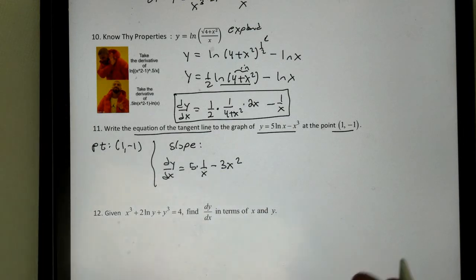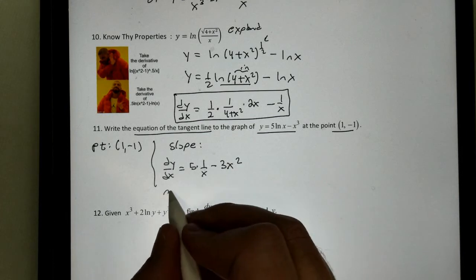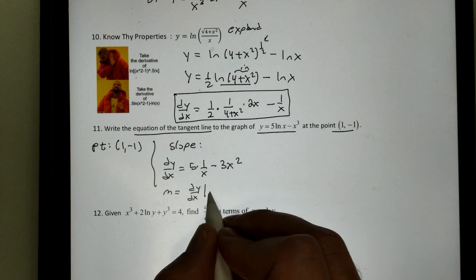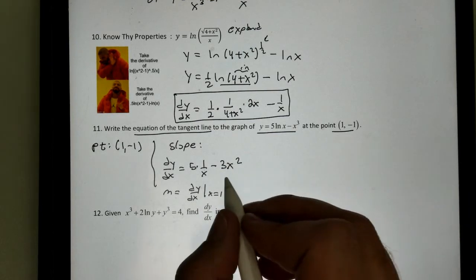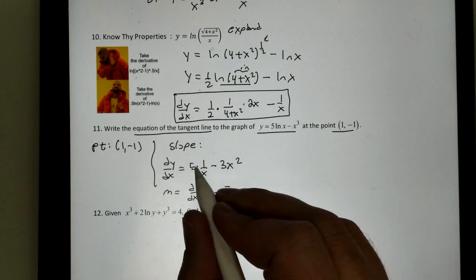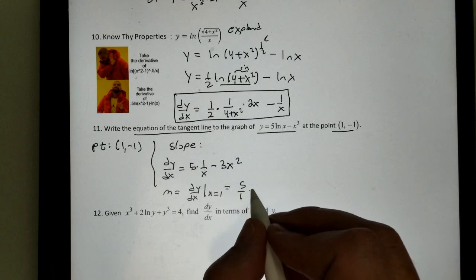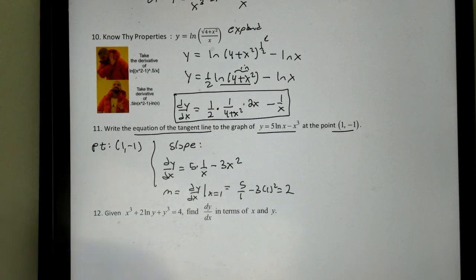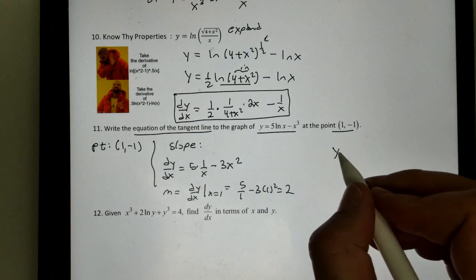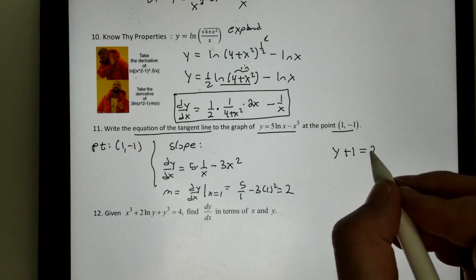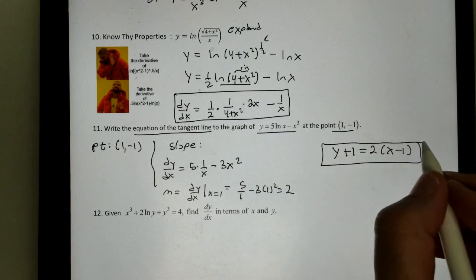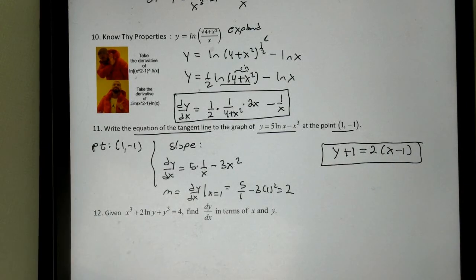So there's my derivative. But to get the slope, remember we need that little fancy notation here, dy/dx at x equals 1. I only care about the point x equals 1. And if I plug it in, we're going to get 5 over 1 minus 3 times 1 squared, which is 2. So my tangent line, y plus 1 equals 2 times (x minus 1). And there is our tangent line. Ta-da!